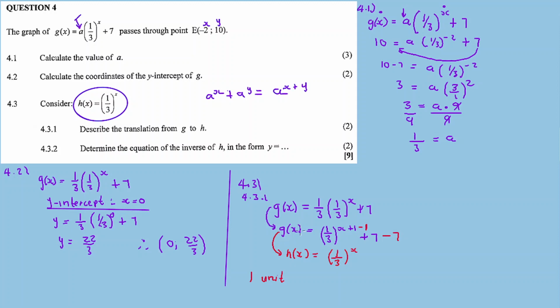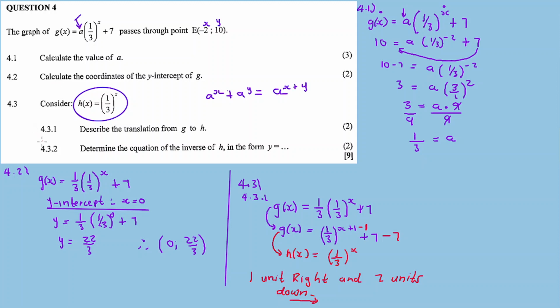Now if you want to move from G and bring it to H, you must take the graph of G and move it 1 unit right and 7 units down. Everyone, 7 units down. So the translation from G to H: we had to move the graph of G 1 unit right and 7 units down. So that's the description provided.